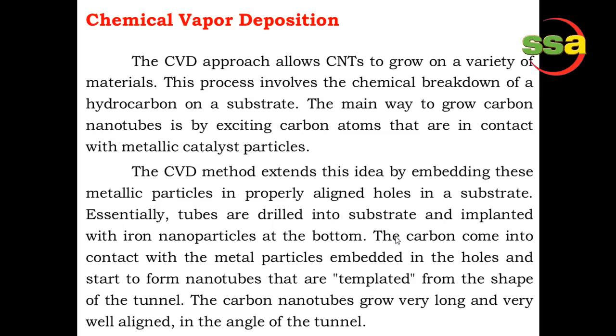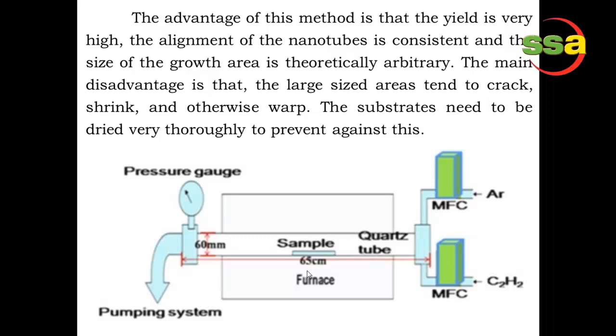The carbon atoms come into contact with the metal particles embedded in the holes and start to form nanotubes that are templated from the shape of the tunnel. The carbon nanotubes grow very long and very well aligned with the angle of the tunnel. See the angle of the tunnel.